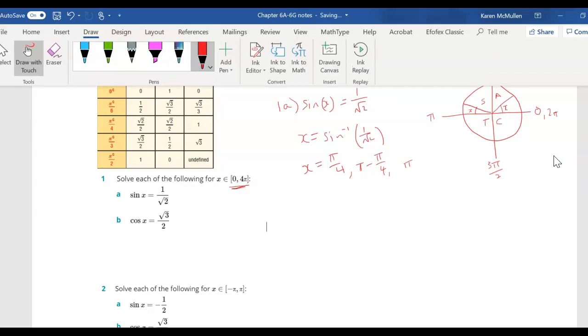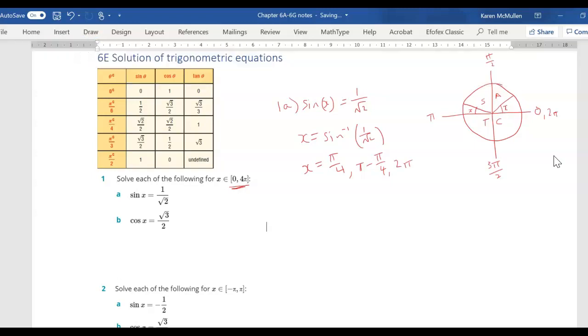Okay, so 2 pi plus pi on 4. And then we're at 3 pi minus pi on 4. Okay, so we have 4 solutions. So we can't leave it like that. We do need to simplify.